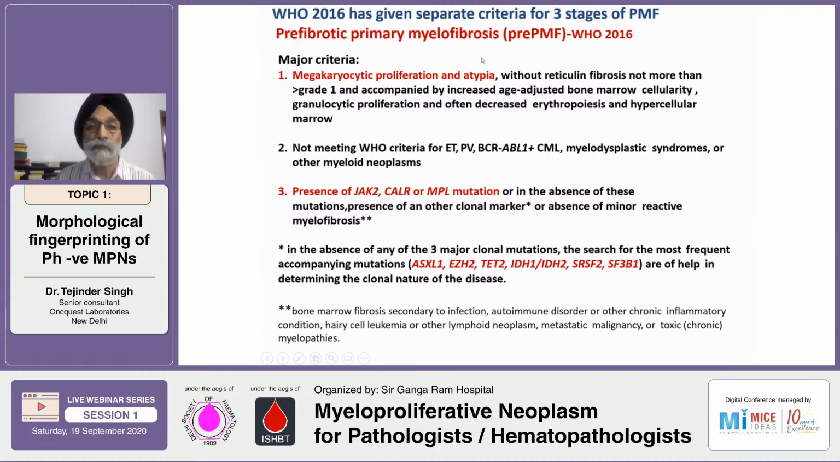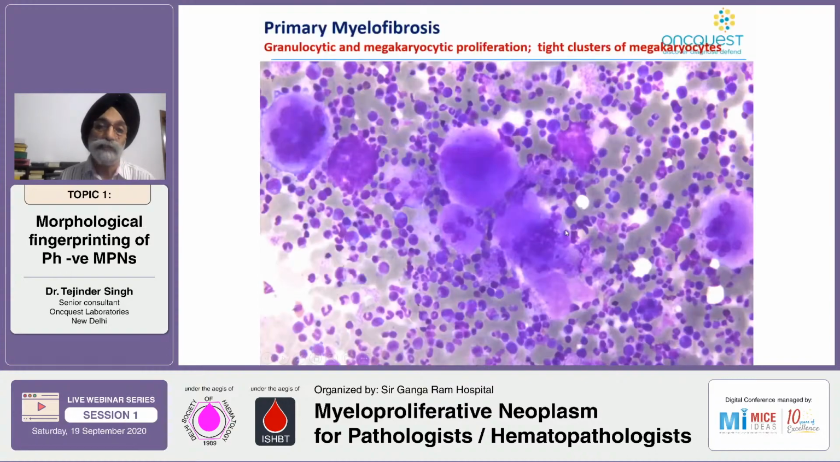the prefibrotic. What we are talking of is prefibrotic without reticulin fibrosis, increased marrow cellularity, and then we have one of the driver mutations, JAK2, CALR, or MPL mutation. And the cases which are triple negative, it may be ASXL1, EZH2, TET2, IDH1, or IDH2 in these cases.